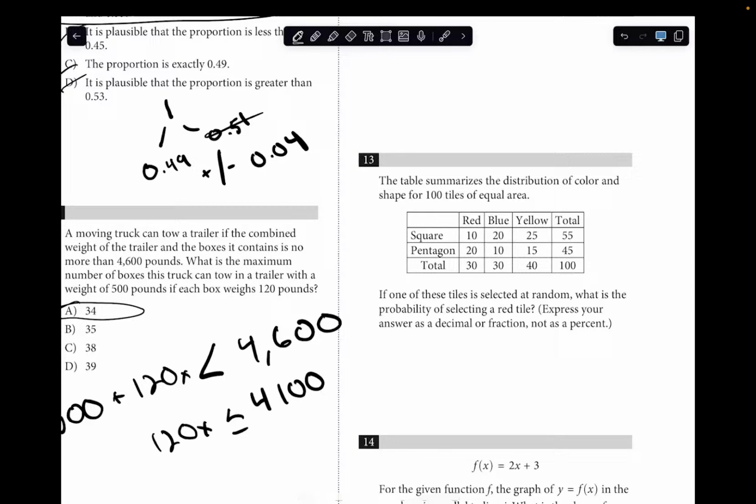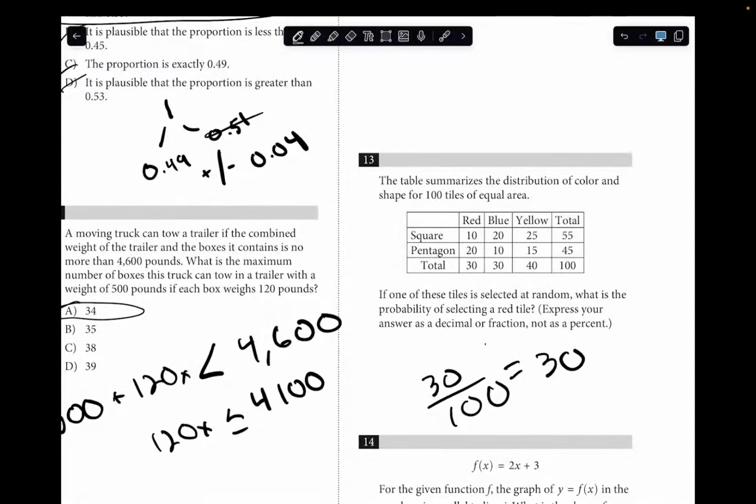13, the table summarizes the distribution of color and shape for 100 tiles of equal area. If one of these tiles is selected at random, what is the probability of selecting a red tile? So, how many red tiles are there total? 30. How many tiles are there total? 100. So it's just 30 over 100, or 30%, right?